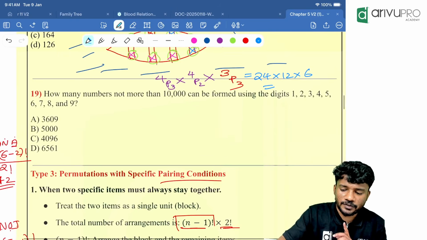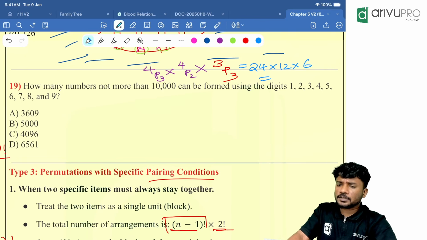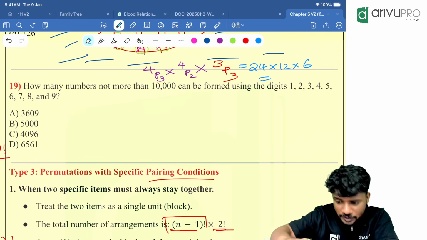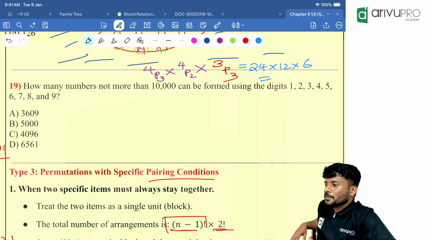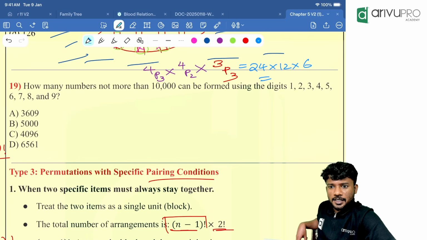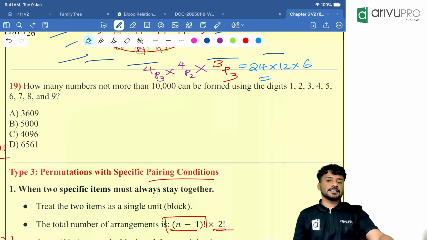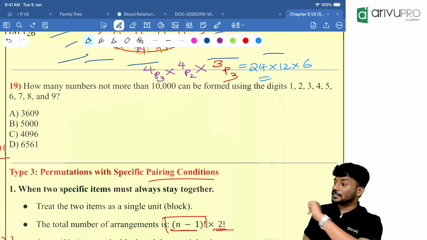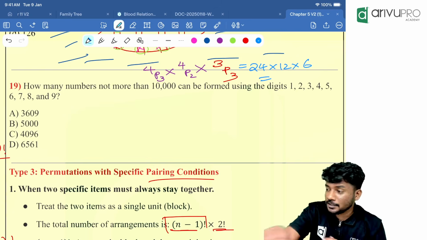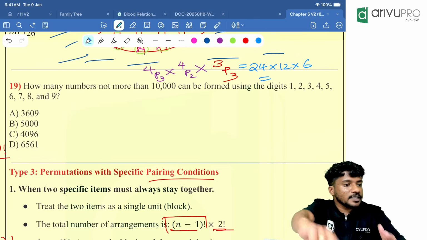Try this. How many numbers not more than 10,000? Not more than 10,000 means it should not be a 5-digit number. Can it be a 4-digit number? Yes. Can it be a 3-digit number? Yes. Can it be a 2-digit number? Yes. Can it be a 1-digit number? Yes. So 4 cases will be there, because not more than 10,000. Is 2 more than 10,000? No, 2 is less than 10,000. So we should consider 1-digit numbers.